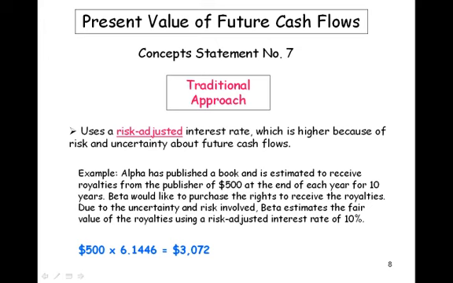This is the approach that we previously used in the ARO example. We did so to simplify that example. However, accounting standards require the approach explained in the next slide to be used for an ARO.